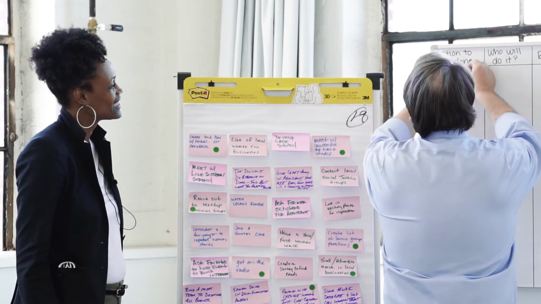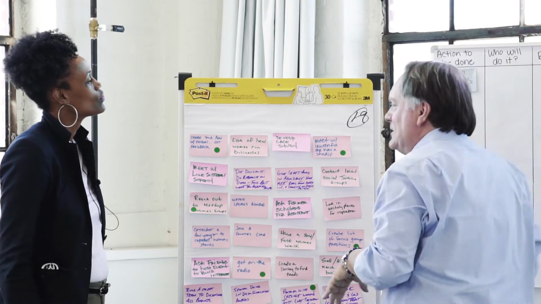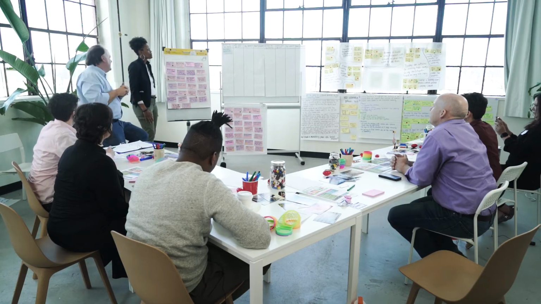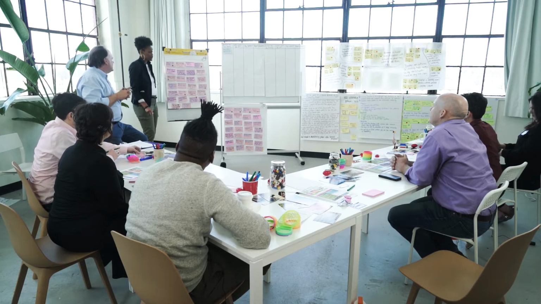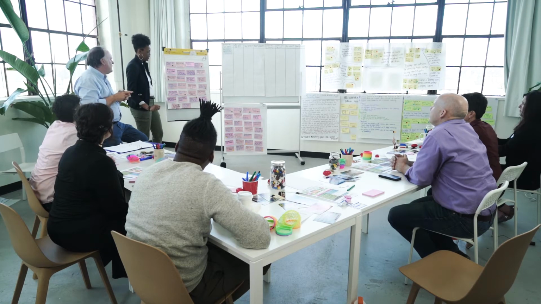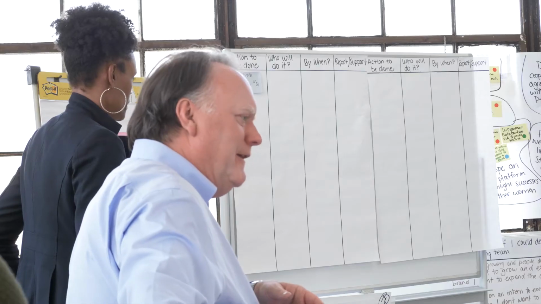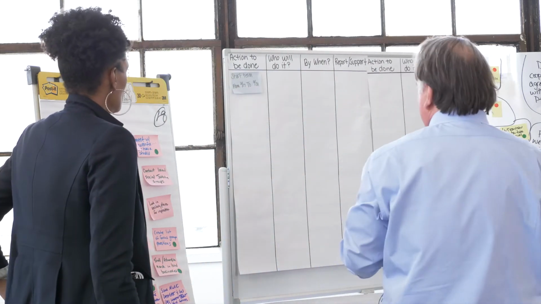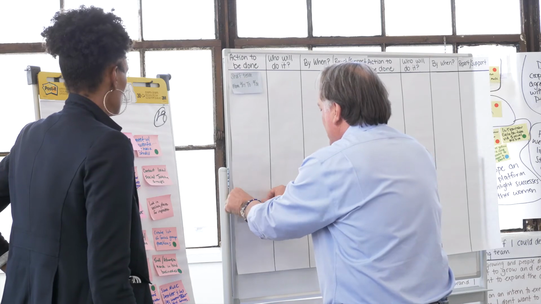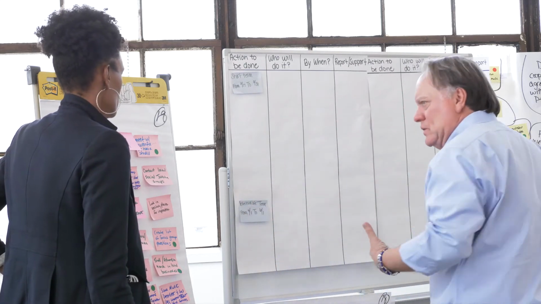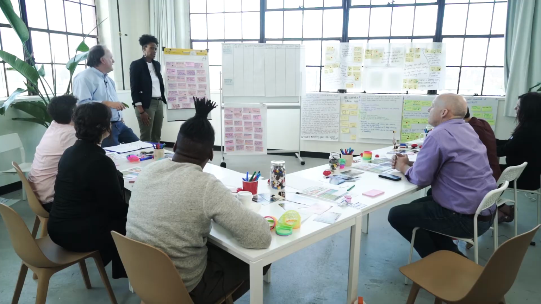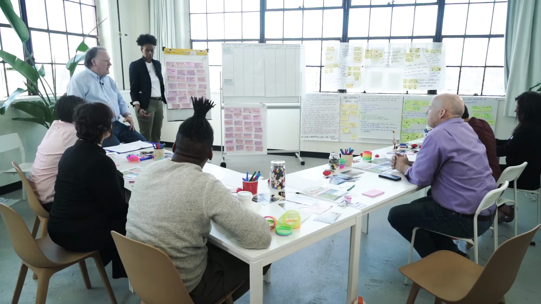So intermediate term, we're going to talk April 1st to June 1st. And then long term, we're talking June 2nd to November 2nd.